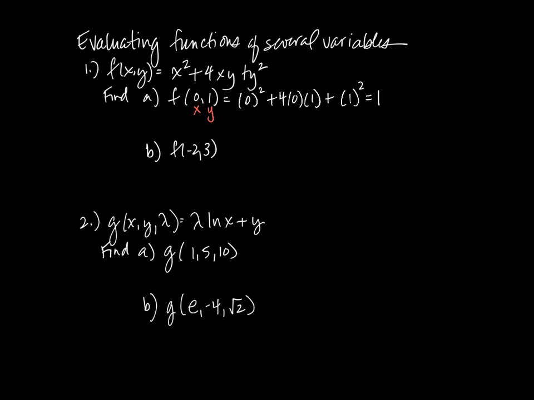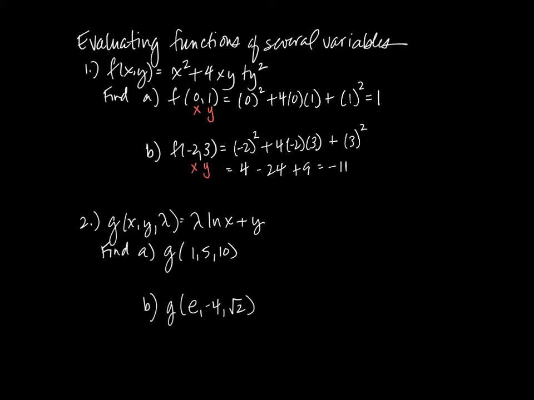The next one, we would like to know what the value of f is when x is negative 2 and y is positive 3. Again, wherever we see an x, we're going to replace it with a negative 2. It starts out with x squared, so that's negative 2 squared, and then plus 4 times x, which is negative 2, times y, which is 3, and then plus y squared. That's 3 squared, so this is 4. Let's see, negative 8 times 3 is minus 24, plus 9 is negative 11.